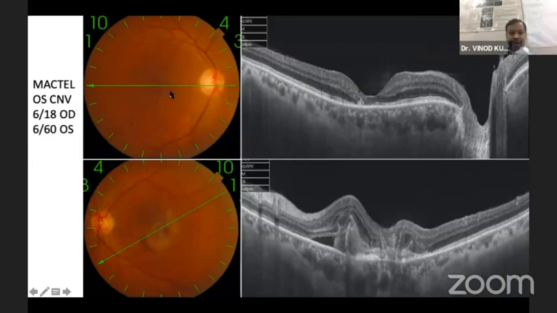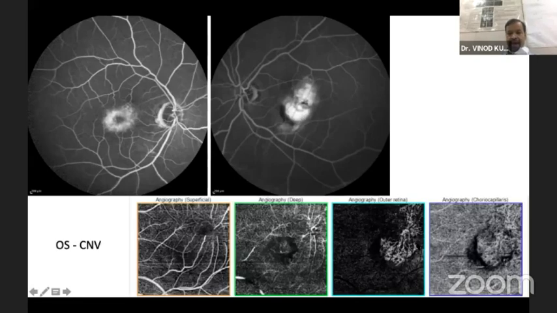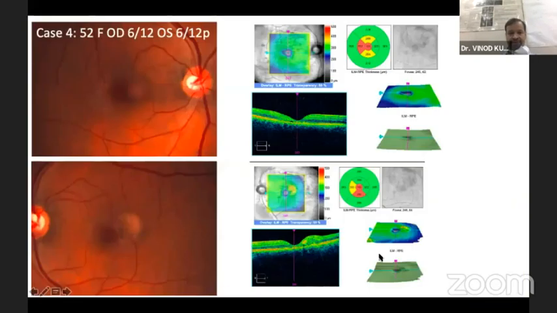A clear-cut case of type 2 MacTel, right eye 6/18. In the left eye there is an obvious CNVM, which is visible on OCT as well. On FA, you can see typical type 2 MacTel in the right eye, and the left eye shows leakage which is suggestive of CNVM, and which is visible on OCTA as well.